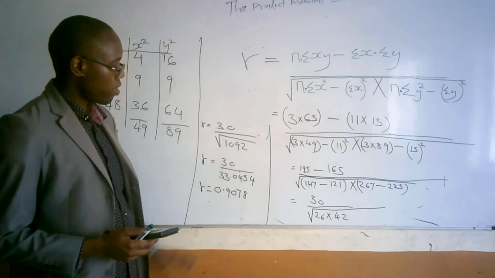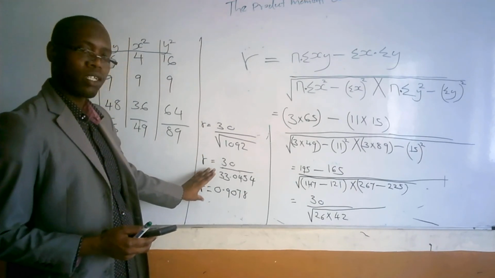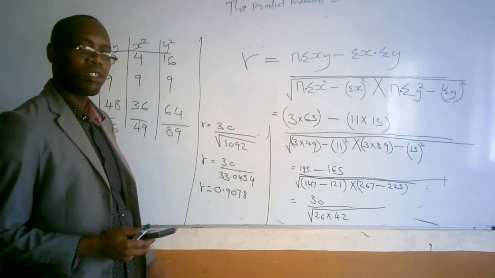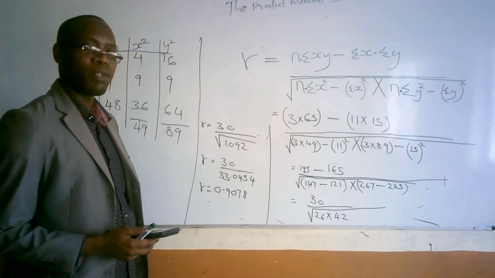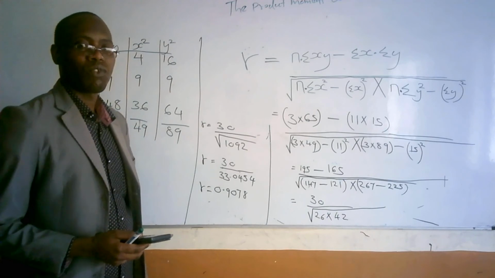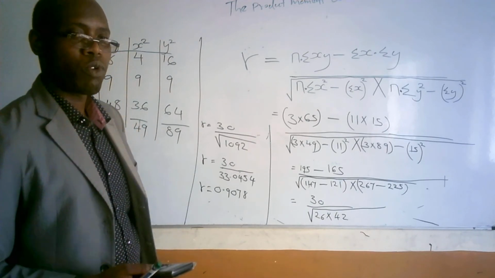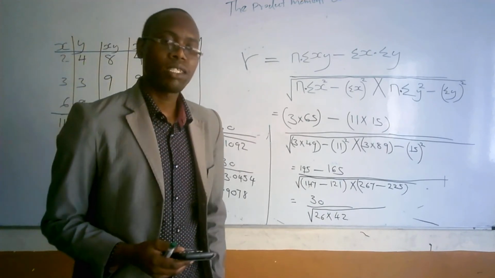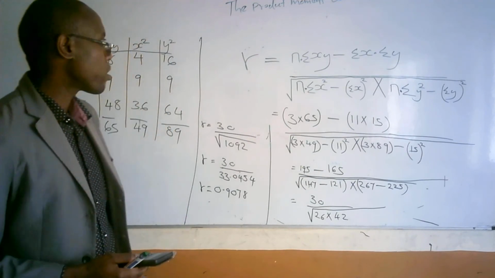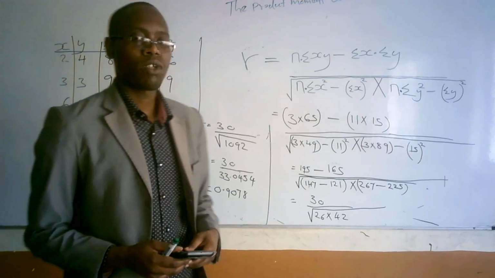So if you get more than 1, maybe you get R is equal to 50, R is equal to maybe 10, then it will actually be wrong. So it's always going to be 0 point something. So that's the product moment correlation coefficient, or the Karl Pearson correlation coefficient.